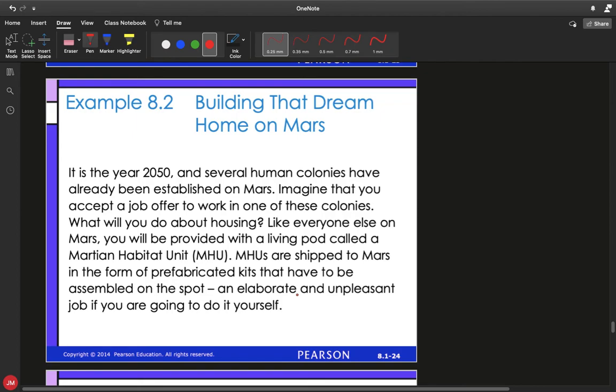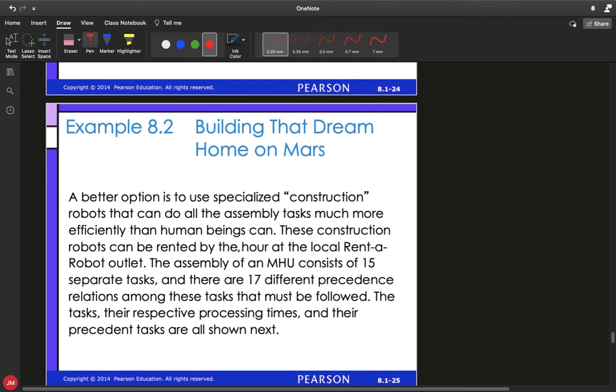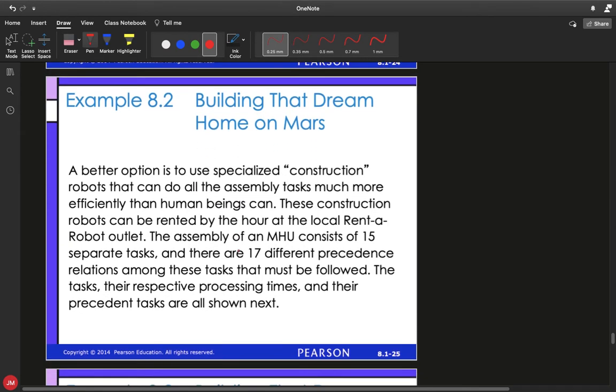Like everybody else, you're going to be provided with a living pod, which is called a Martian Habitat Unit, or MHU. MHUs are shipped to Mars in the form of prefabricated kits that have to be assembled on the spot, which can be an elaborate, very unpleasant job if you're going to do it yourself. So we're going to have some robots help us. A better option then is to use these specialized construction robots that can do all of the assembly tasks much more efficiently than human beings can. These construction robots can be rented by the hour at a local rent-a-robot outlet.